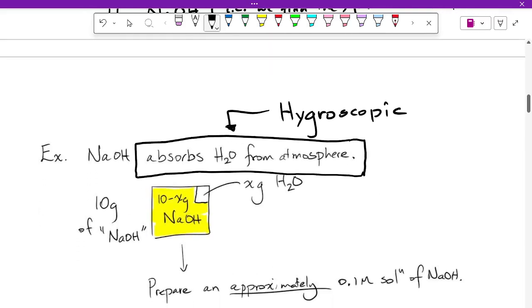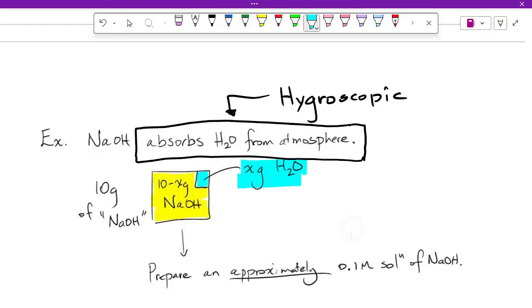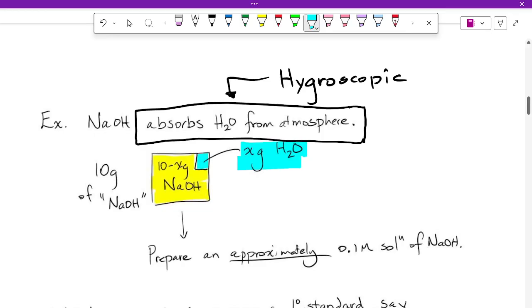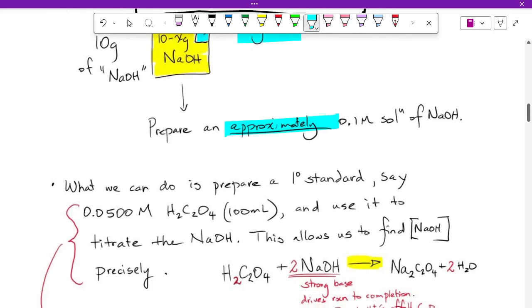So if you measure out 10 grams of NaOH, you're not really getting 10 grams of NaOH. You might have X grams of water in there, and we don't know how much that is. But what I do know is that you have 10 minus X grams of NaOH. And so if you were to take these 10 grams and use that to prepare a 0.1 molar solution of NaOH, it would only be approximate because we don't know for sure.